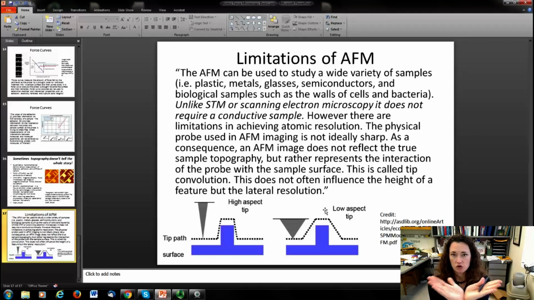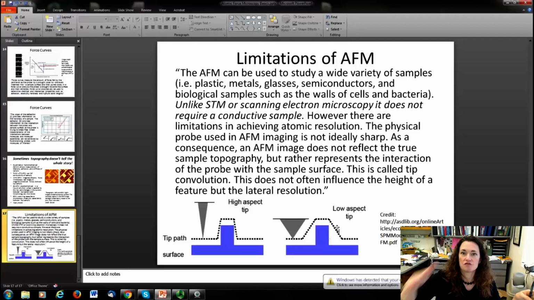However, if you have a really broad, wide, fat tip, it's going to convolve the tip with the sample, and so you're going to get a convolution of your tip geometry with your sample geometry, which can be a limitation. Also, if your sample is too rough, then it might exceed the limits that your piezo can move.